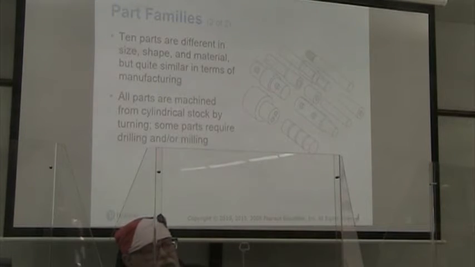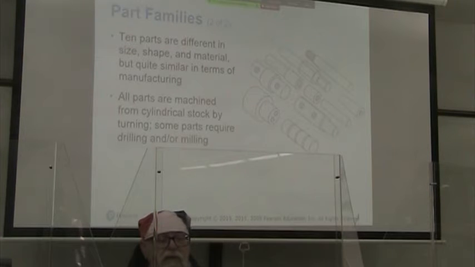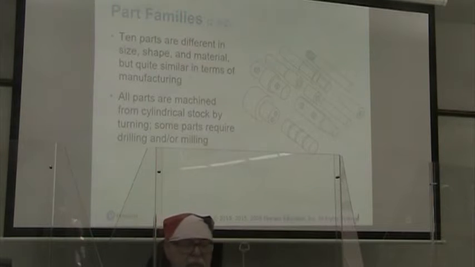All right, so here we see an illustration of 10 parts. They're different in their size, in their shape, in their material, but are very similar in terms of the manufacturing used. All these parts are machined from cylindrical stock by turning, and some parts, as you notice, require drilling. And others require milling.